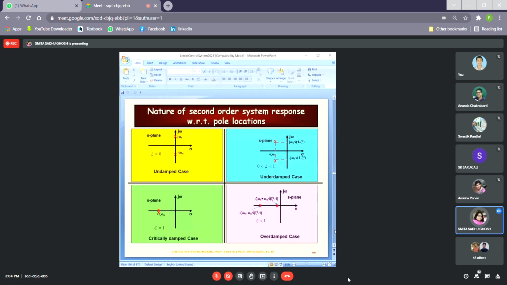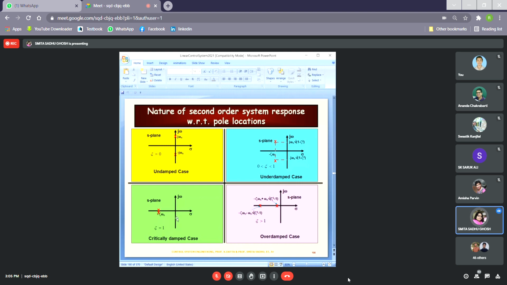So here, this is a sort of summarization of whatever we've done. So in the undamped case, you can see the pole pair is on the imaginary axis. And in the underdamped case, there are complex conjugate pole pairs, both in the left half of the s-plane if it's a stable system. And you can also see the imaginary part value plus minus j omega n root over of 1 minus zeta square, which we also call omega d. Omega n root over of 1 minus zeta square is the damped frequency, that is omega d.